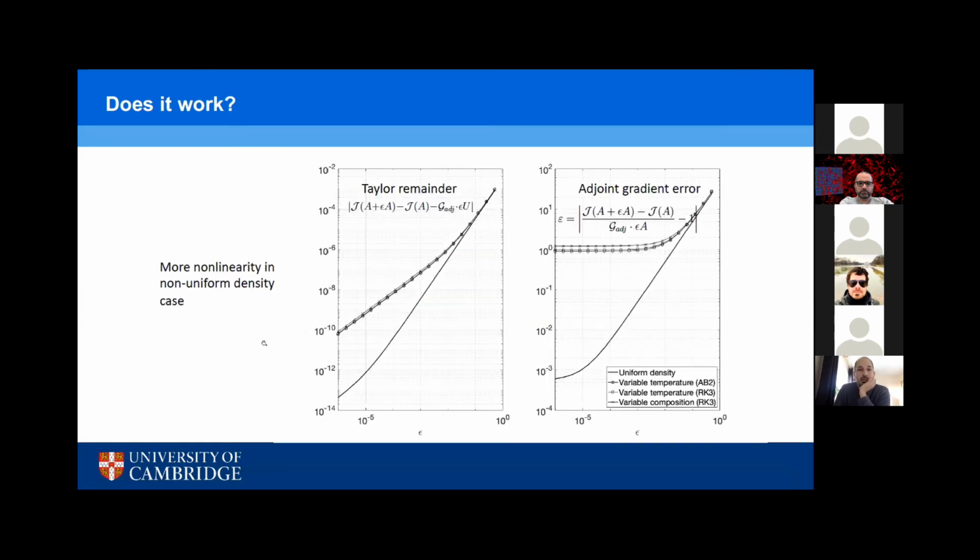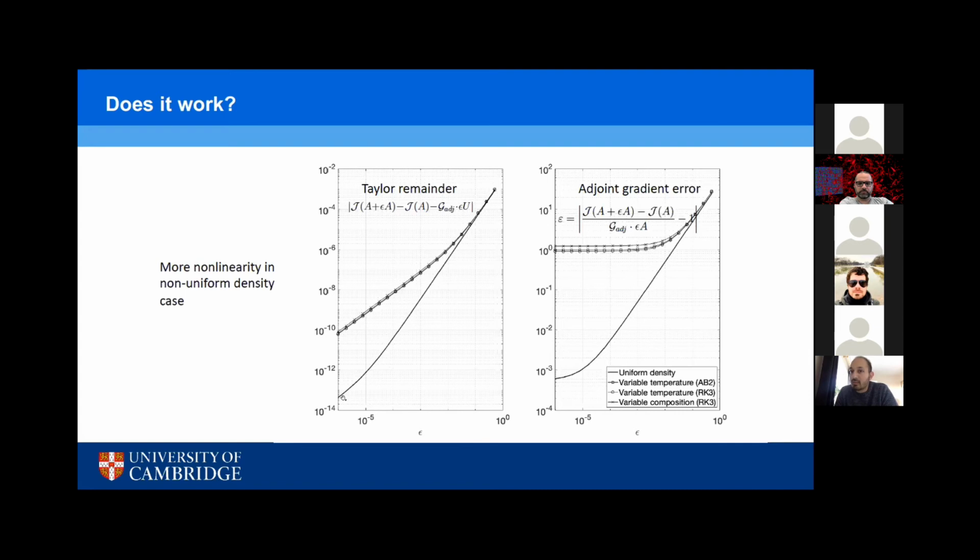The solid line represents the uniform density case, and the other lines represent the cases with either variable temperature or variable composition. So what we see is epsilon on the x-axis corresponds to the magnitude of the perturbation in the finite difference scheme. We find that the uniform density case shows extremely good convergence properties for the adjoint gradient as we take smaller and smaller perturbations compared to the finite difference scheme, even going up to 10 to the minus 5 or 10 to the minus 6.